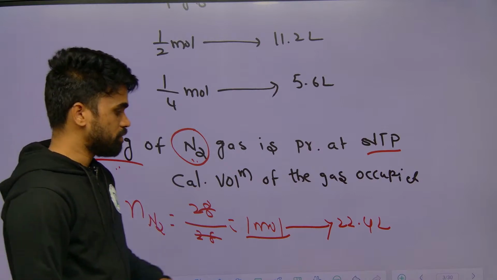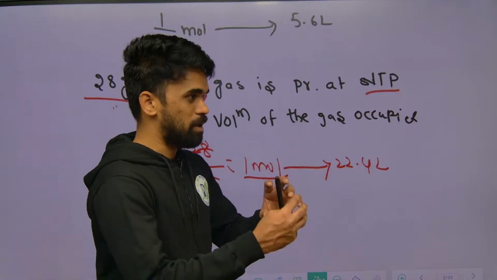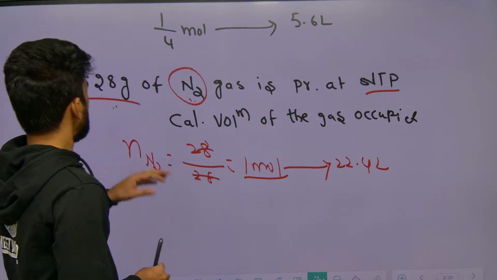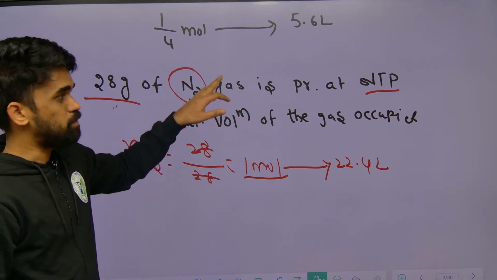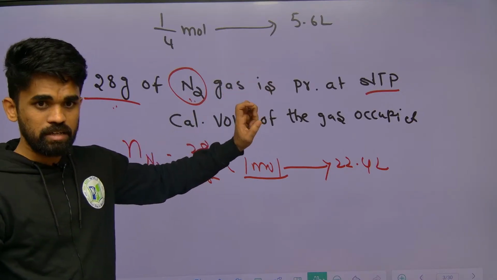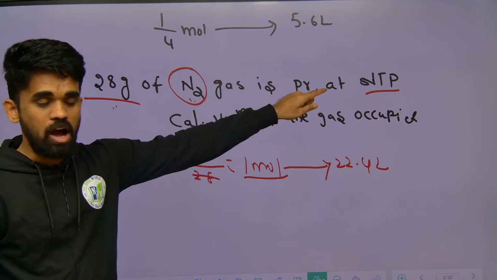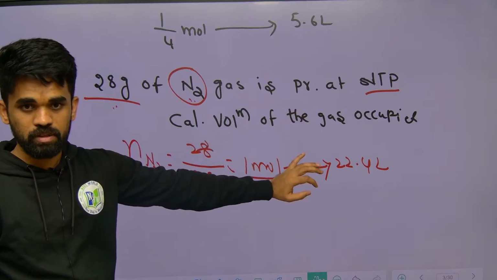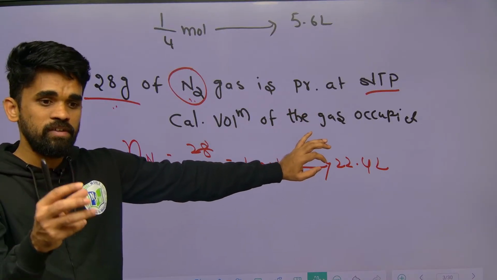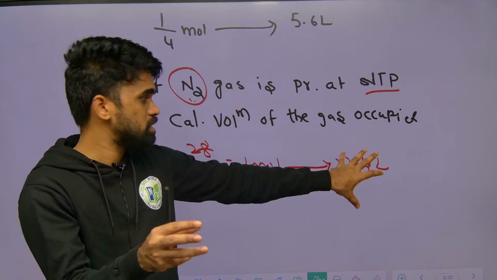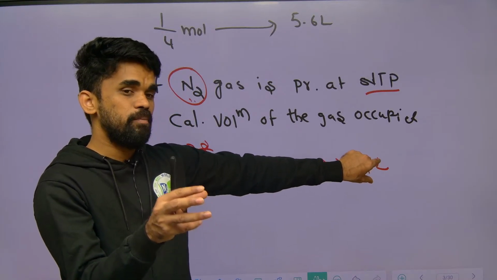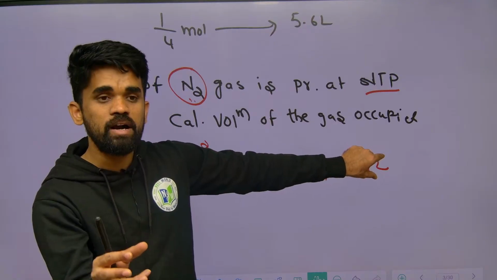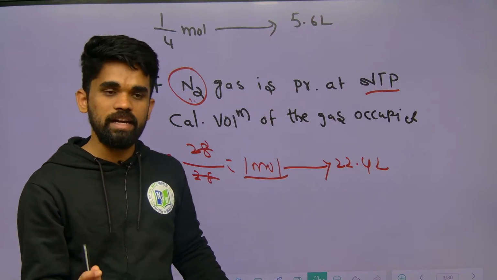Now I just wanted to make a somewhat tricky question. 28 grams of N2 is present in a container at NTP and occupies some volume. If the same volume of methane is also present, then what is its weight at NTP?